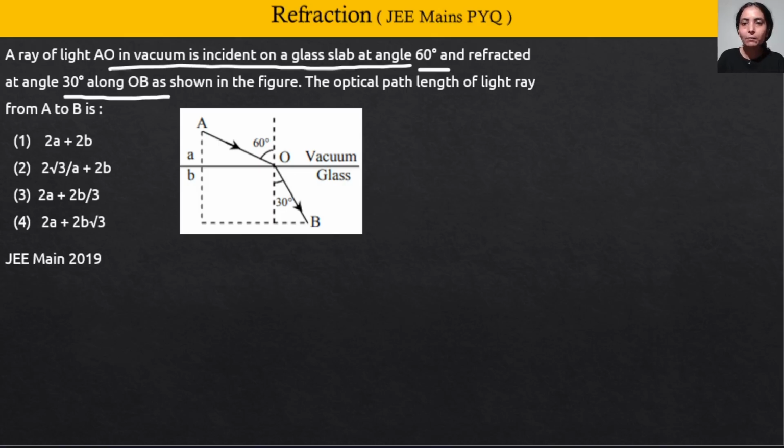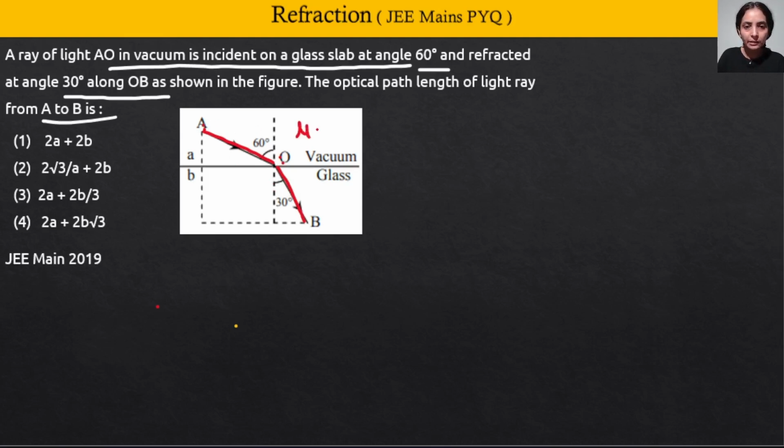The optical path length of light ray from A to B is optical path length. One question we have done from optical path length, that was a certain region type. Here we just need to put the values. So देखो यहाँ पे करना क्या है हमें? Basically from A to B we have to talk about what is the optical path length.